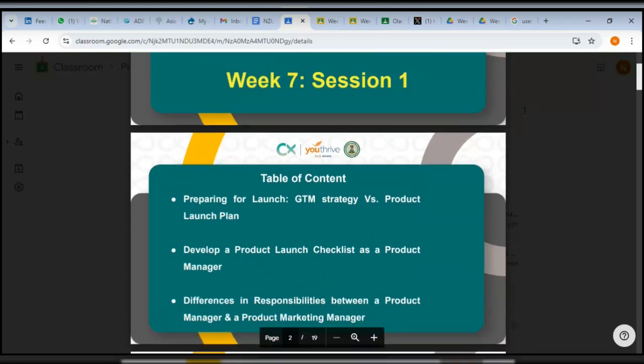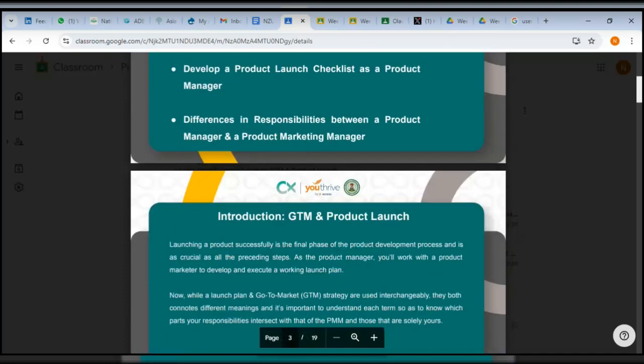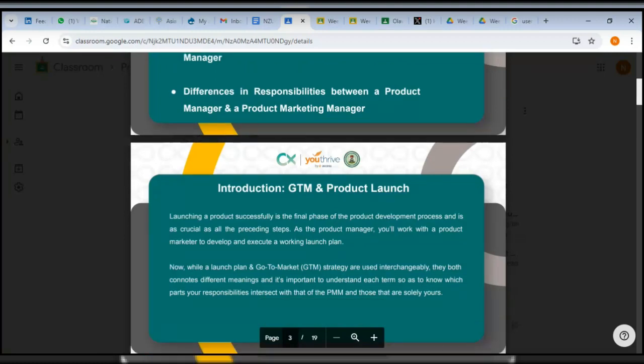And part of that will be preparing for launch, go-to-market strategy, which will be popularly called GTM strategy here in your material, versus launch plan. Develop a product launch plan checklist as a product manager. Differences in responsibilities between a product manager and a product marketing manager. Which, by the way, these two responsibilities go hand in hand with each other.